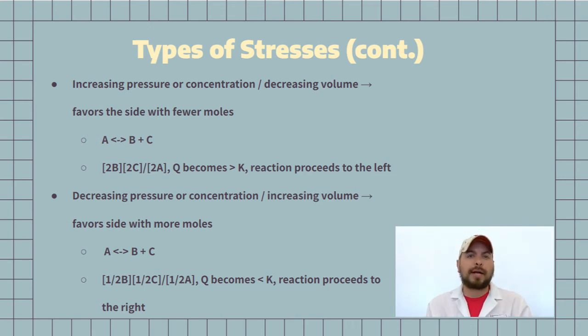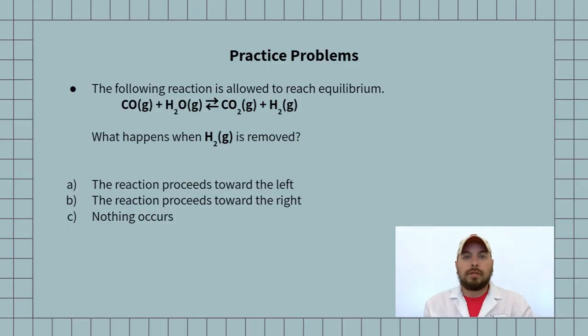Again, this all comes back to Q versus K. As the Q changes, we're going to shift back till we reach K again. And depending on which direction we are shifting, it really does depend on how many moles of things are being affected. Let's do a practice problem to see this in action.